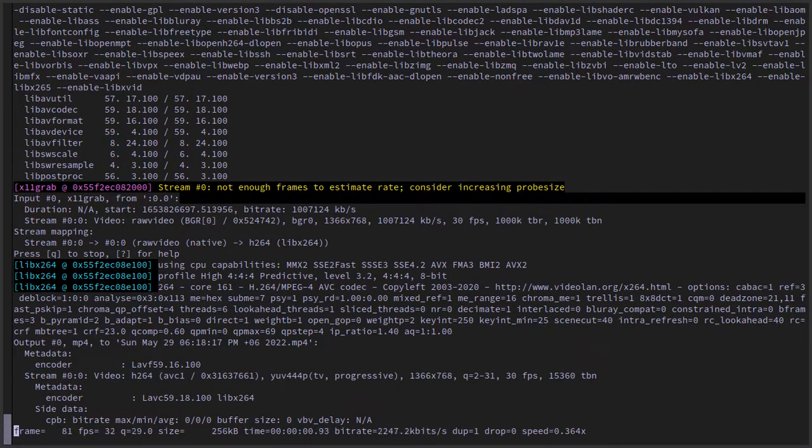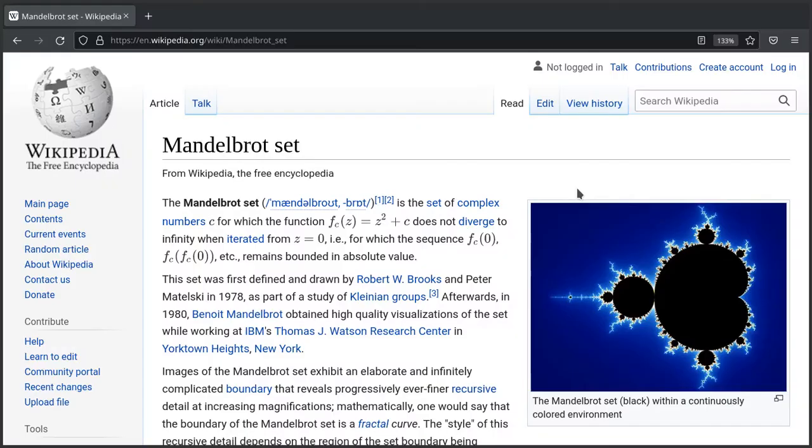Hello everyone, in today's video I'm going to show you how to recreate the Mandelbrot set in C. So first of all, what's the Mandelbrot set?